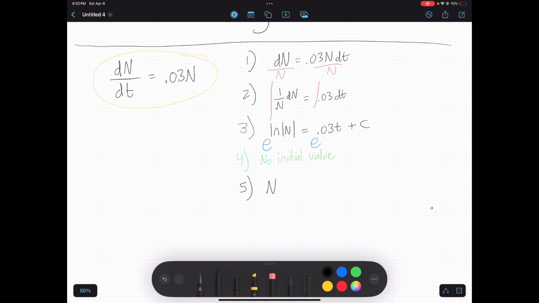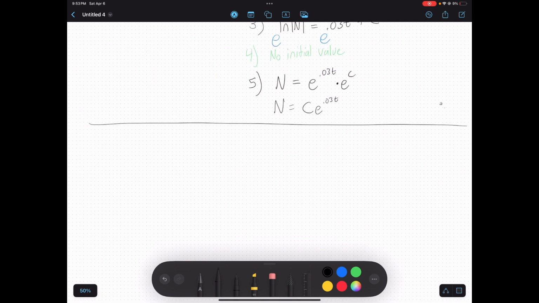I'm left with n is equal to e to the 0.03 t. And then I'm going to do that same thing where I'm actually going to split this up into two different exponential functions. And since e to the c is an arbitrary constant, I can just rewrite this as n equals c e to the 0.03 t. And there it is. You'll notice that looks like an exponential equation with my growth rate of 0.03. I just don't know the initial value because I didn't give you the initial value.